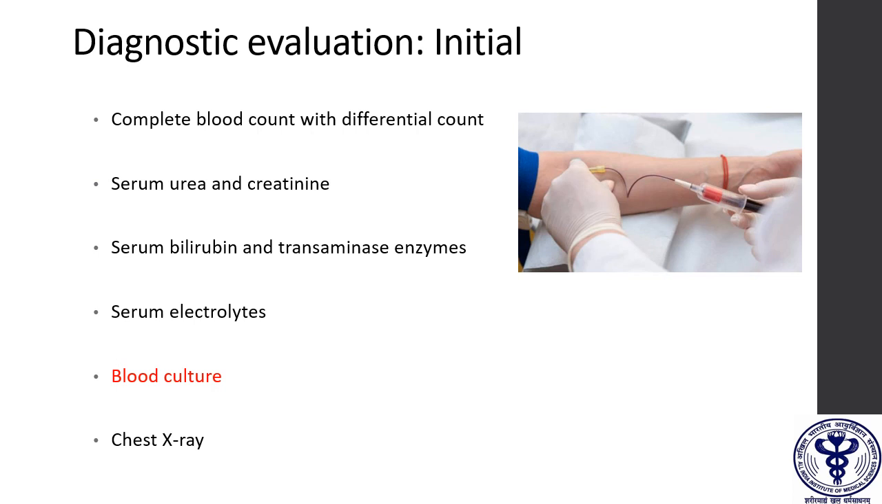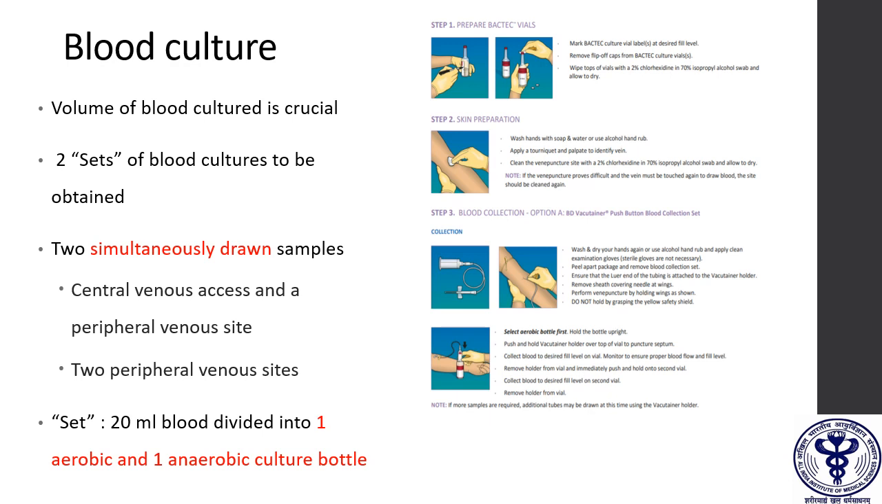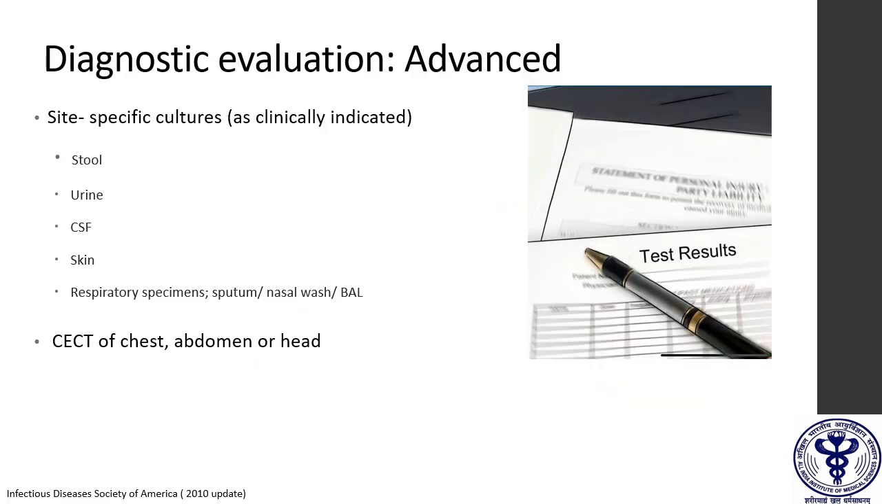Some words about the blood culture that's to be sent. So we have to send 2 sets of blood culture. One set comprises of 20 ml, 10 ml each in an aerobic and anaerobic culture bottle. And this set is to be drawn from the 2 lumens of a central venous access if present, and 1 peripheral venous site, or if it is not present, then 2 separate peripheral venous sites. Then if we can find a focus of infection, we will send site-specific cultures and further imaging.